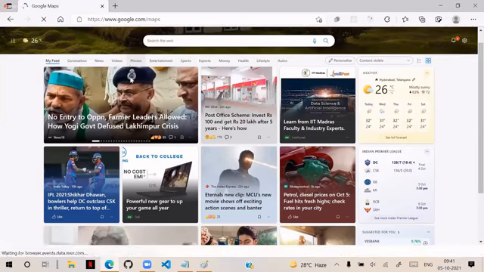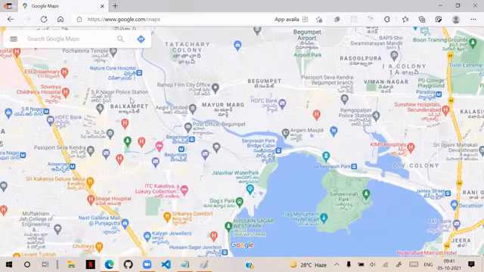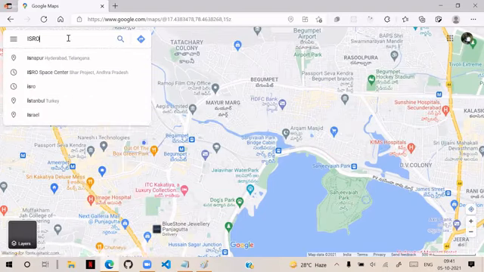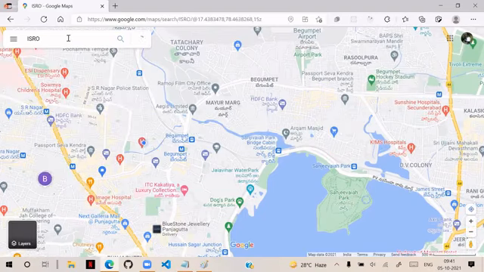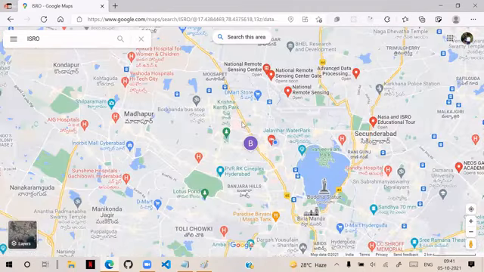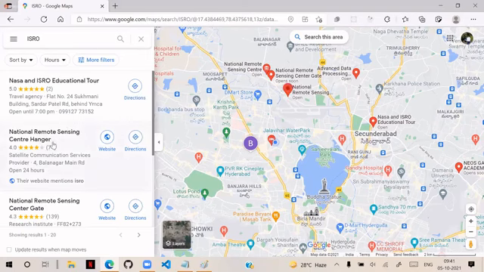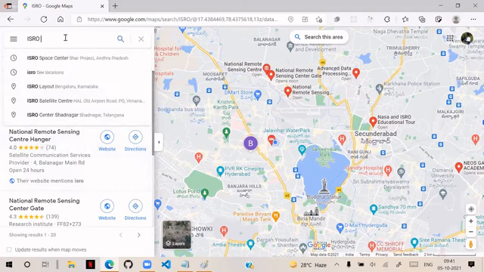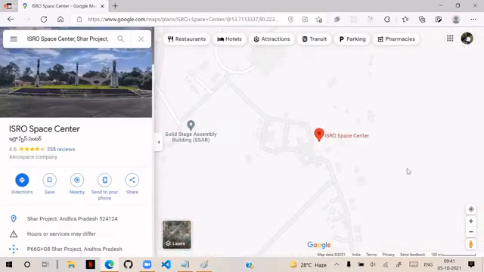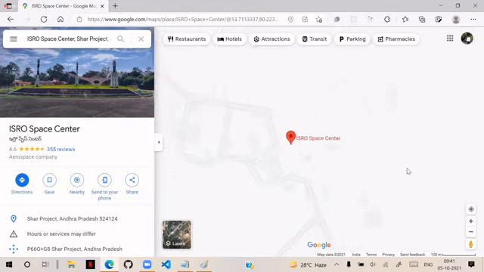I will take you to Google Maps. In Google Maps, I will search here for ISRO. You will see on Google Maps, it will show the location of ISRO, the ISRO Space Center. It shows that location on that option. And observe carefully, I am zooming this. There are no other details there.